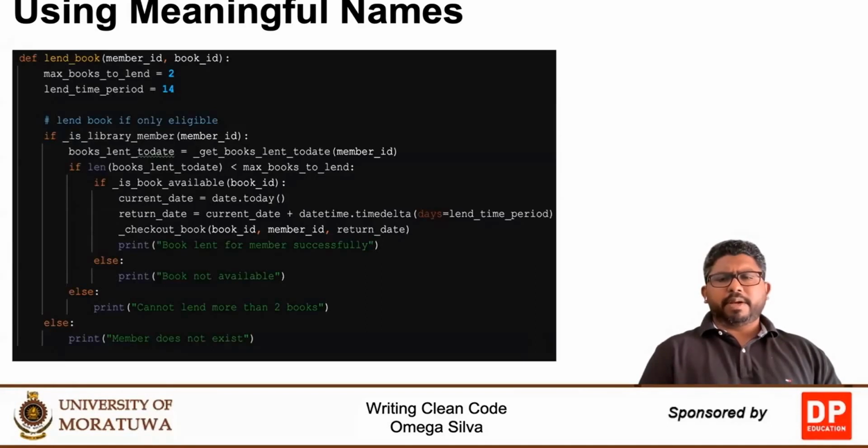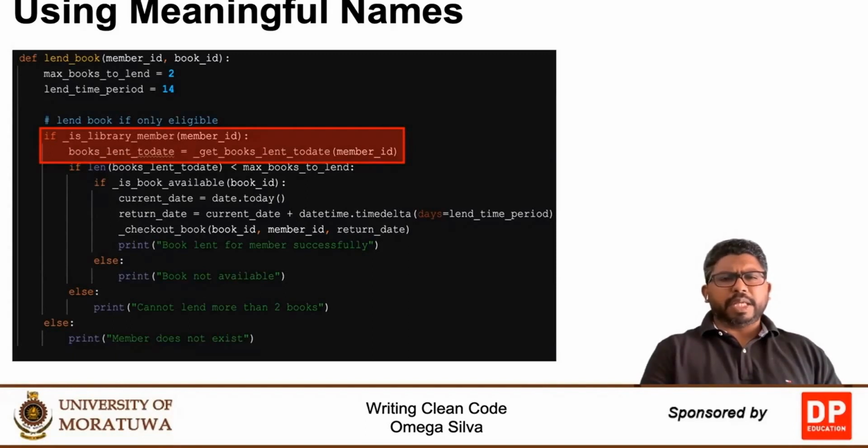This is the same lendBook function with the improved names replacing the previous names. Starting with the arguments, member ID and book ID, which are self-descriptive, and moving on to the functions. As you can see, is library member and get book lent to date. They actually represent by the names what those functions actually do. And it's almost like asking a question. The if condition asking a question is library member and pass the corresponding member ID.